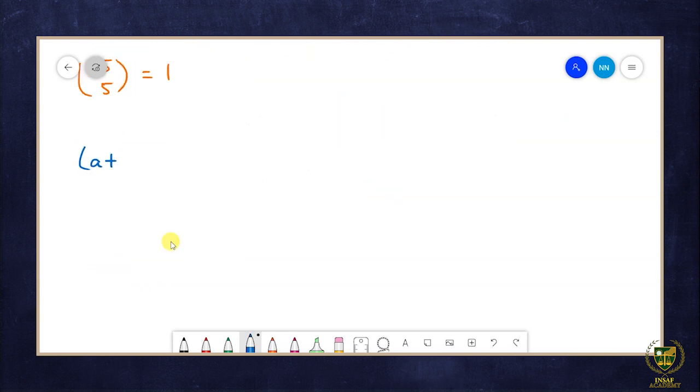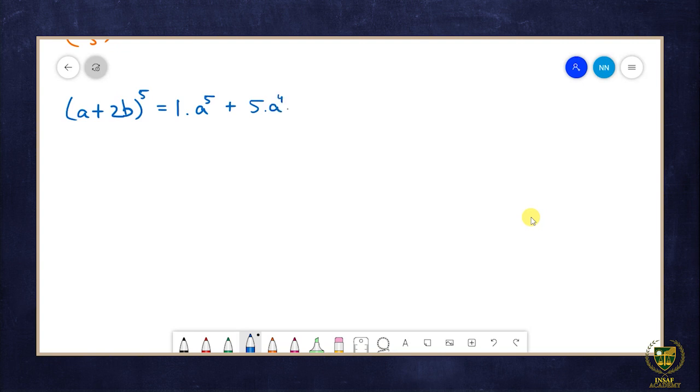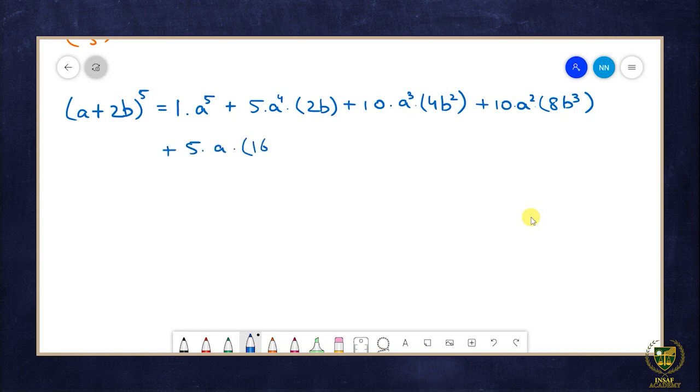(a + 2b)^5 is equal to 1 into a^5 plus 5 into a^4 into 2b plus 10 into a^3 into 4b^2 plus 10 into a^2 into 8b^3 plus 5 into a into 16b^4 plus 1 into 32b^5.